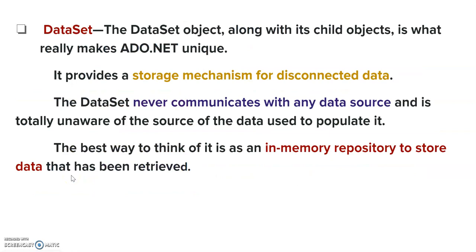Next one, it is a very important one: data set. Data set is used as a storage mechanism for disconnected data. Suppose we have made the connection and then disconnected. That disconnected data will be stored in this data set. So you need not communicate with the data source. It is just like an in-memory repository to store the data that has been retrieved.